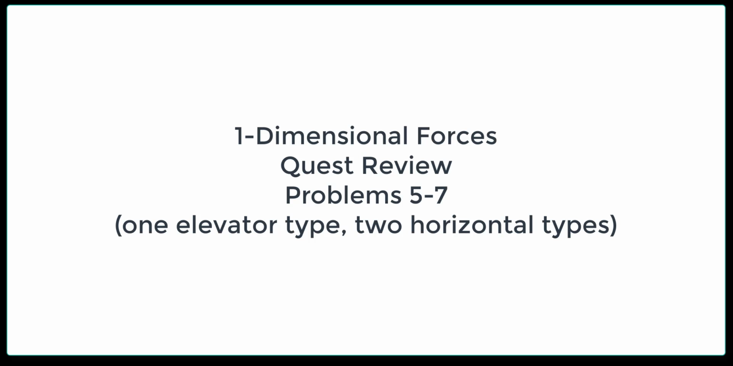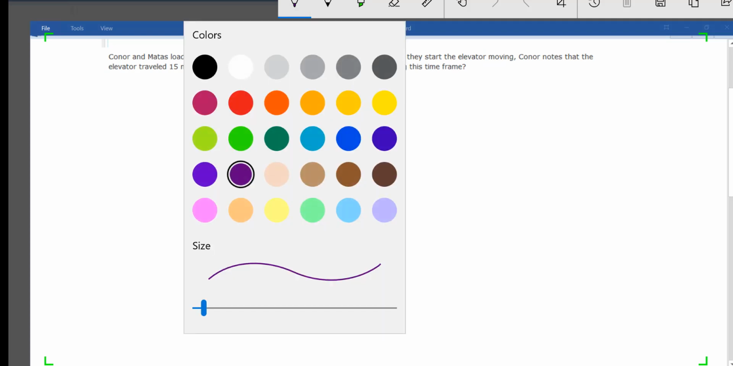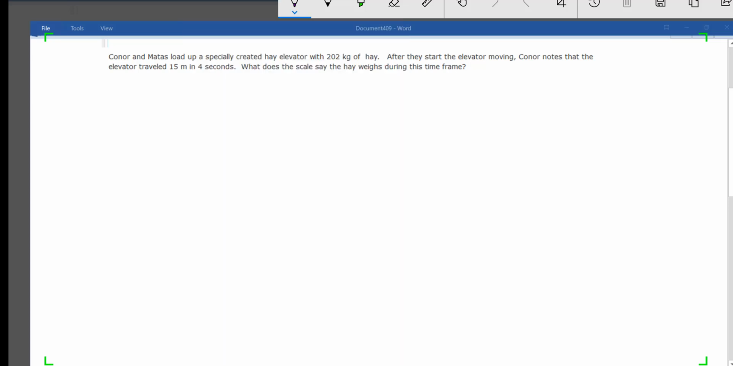This is One-Dimensional Forces Quest Review, problems 5 through 7. Connor and Mattis have loaded up a specially created hay elevator with 202 kilograms of hay. After they start the elevator moving, Connor notes the elevator traveled 15 meters in 4 seconds. What does the scale say the hay weighs during this time frame?